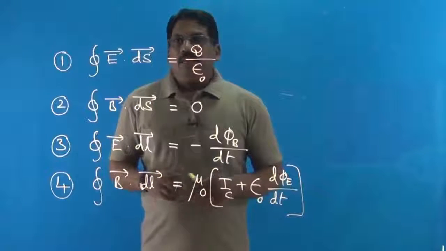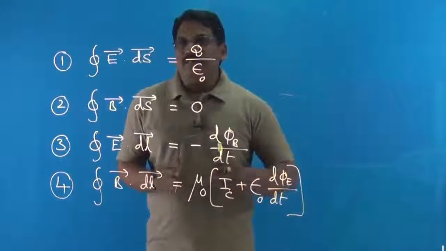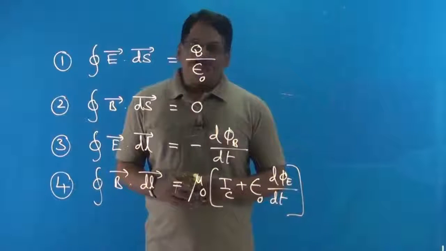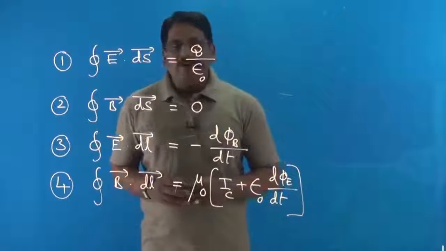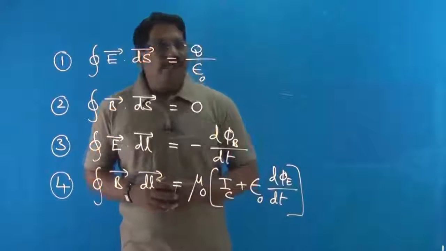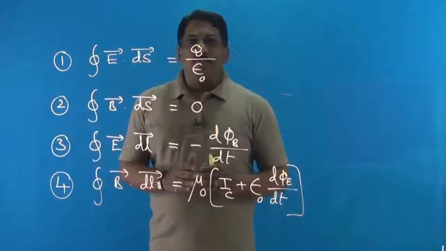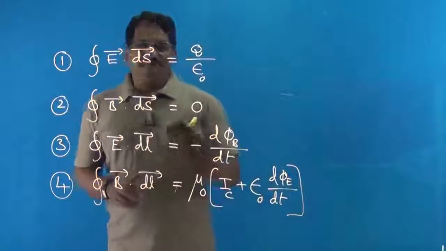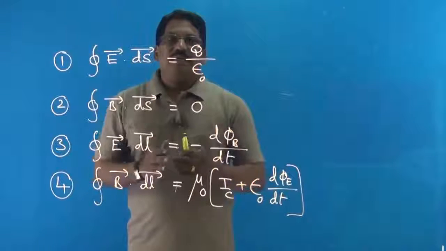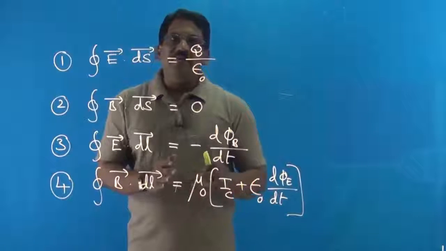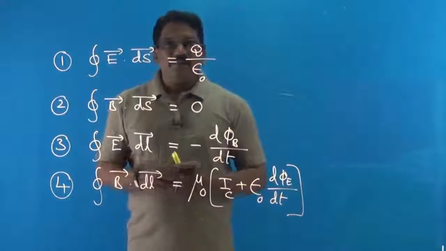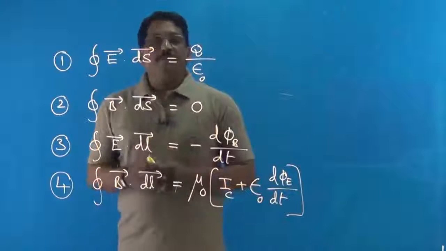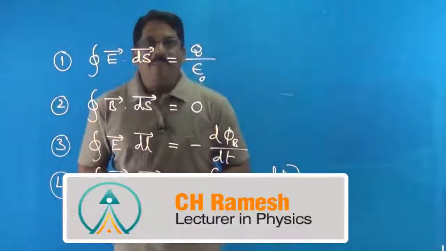Now let's look at the solution for this conceptual question in electromagnetic waves. This is to identify the modified form of Ampere's circuital law from Maxwell's equations. Here are the four Maxwell's equations. Let us see each equation in detail, and let us identify the modified form of Ampere's circuital law, which we also call Ampere-Maxwell's circuital law.